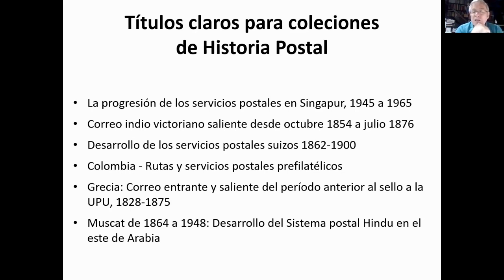The last of the titles, the Muscat, again, clearly defines the country, Muscat, the time period, 1864 to 1948, and it clearly clarifies the administrative period addressed by the exhibit. That is to say, the Indian Post Office. If you think back to what I said earlier about the Indian Post Office, the Pakistan Post Office, the British Post Office, and then the independent postal administrations, this clearly defines the time period and the scope of the exhibit.